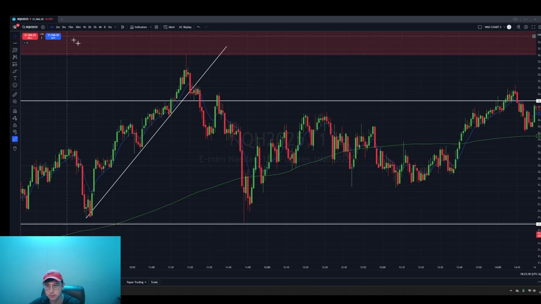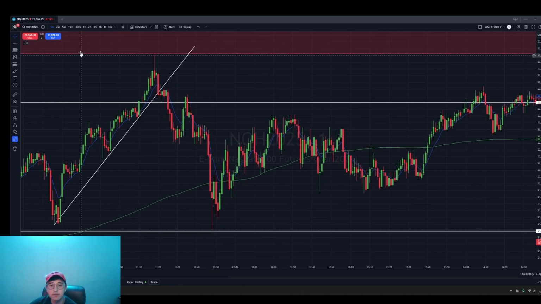Okay. How do you determine TP? Based off the next level of support or the next level of resistance is how I determine my next TP. Okay. Next thing we want to cover is fair value gaps.